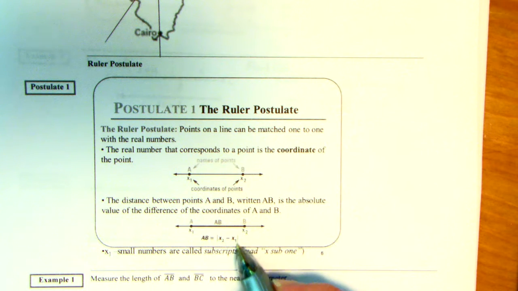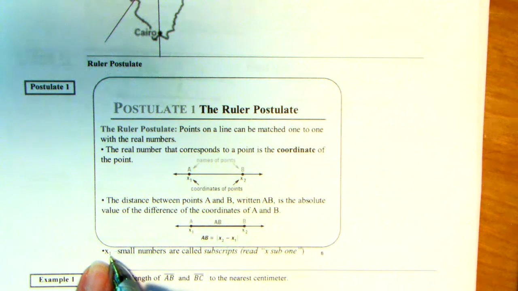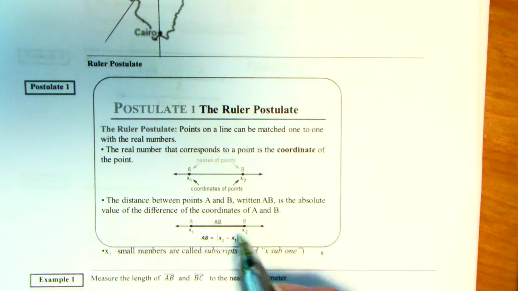And this notation, the absolute value, you're finding the distance between one point and another, so you'll just subtract them. x sub 1, small numbers are called subscripts, and it's read x sub 1. So the absolute value of x sub 2 minus x sub 1. So that's the distance between those two. There's your ruler postulate. You're just finding the distance.